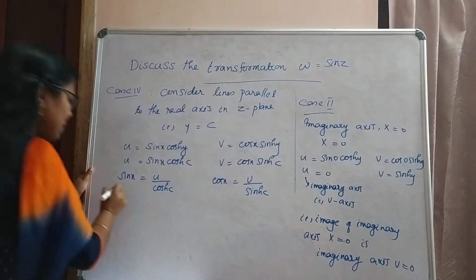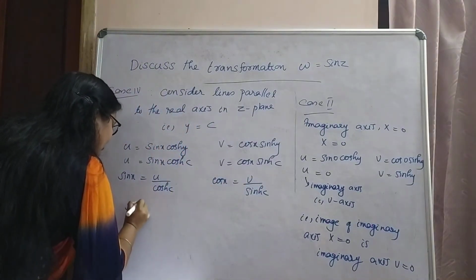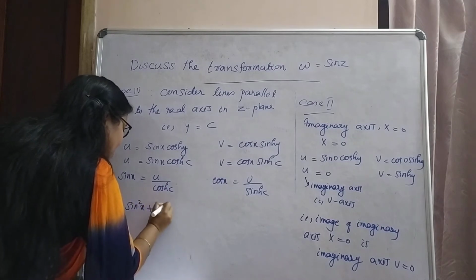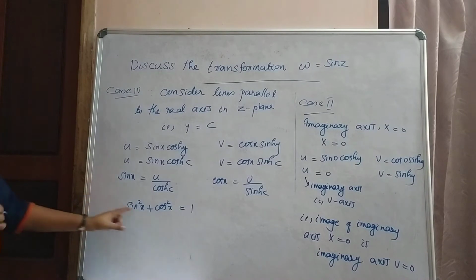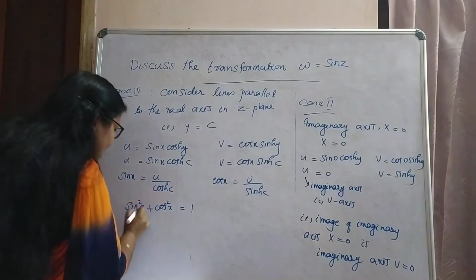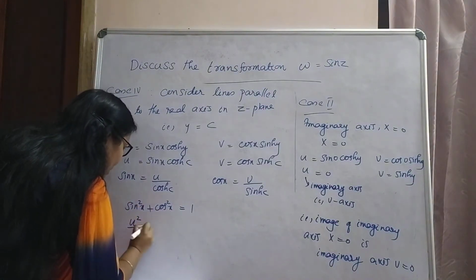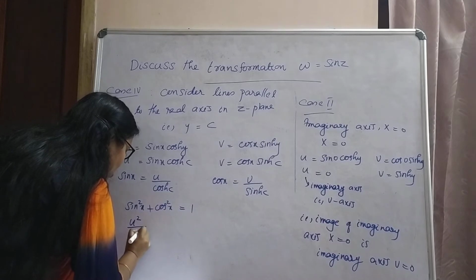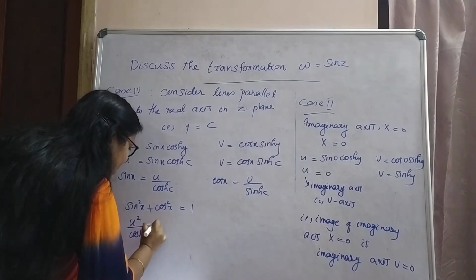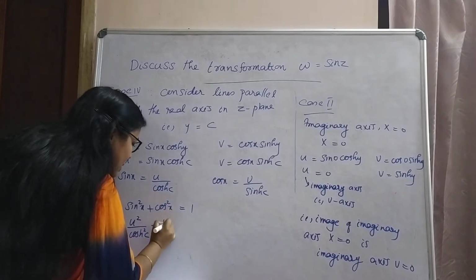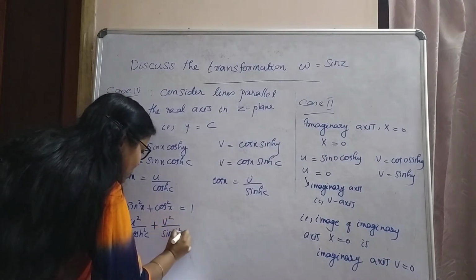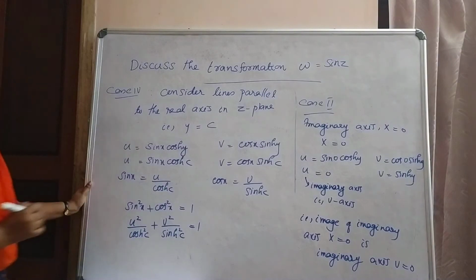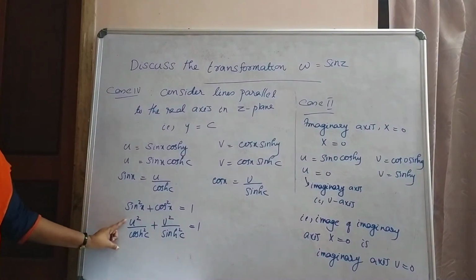We know that sin square x plus cos square x equal to 1, which is an identity we already know. Sin square x is u square by cosh square c plus cos square x is v square by sinh square c, equal to 1, which is an ellipse.